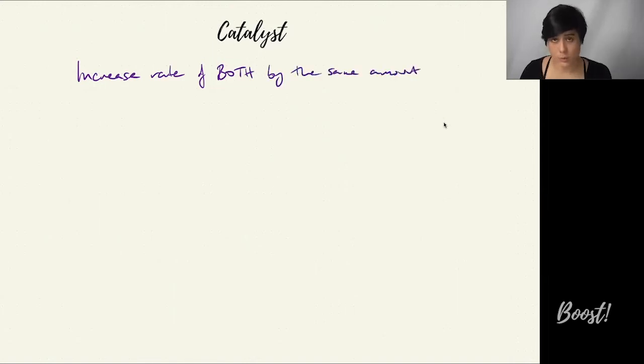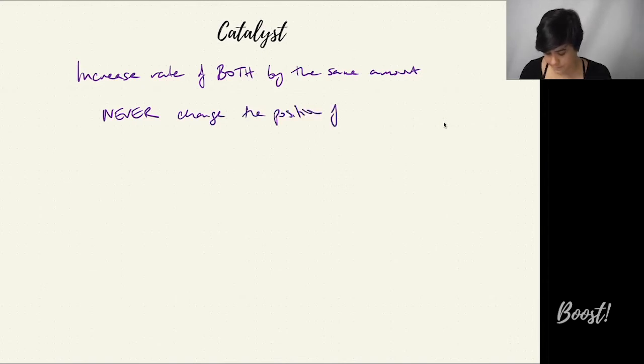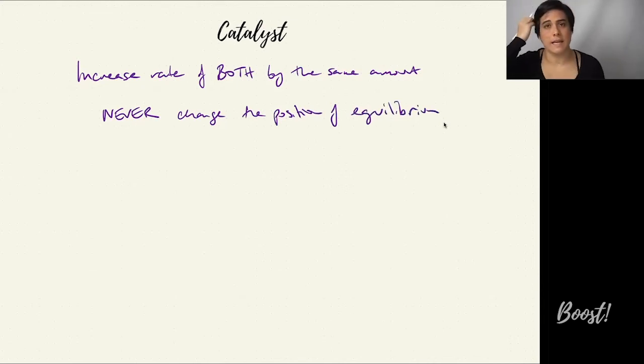So catalysts will never have an effect on the position of equilibrium. And later when we look at Kc and the expression of Kc, Kc is basically a quantitative way of measuring the position of equilibrium. And so adding a catalyst is never going to have an effect on Kc either.